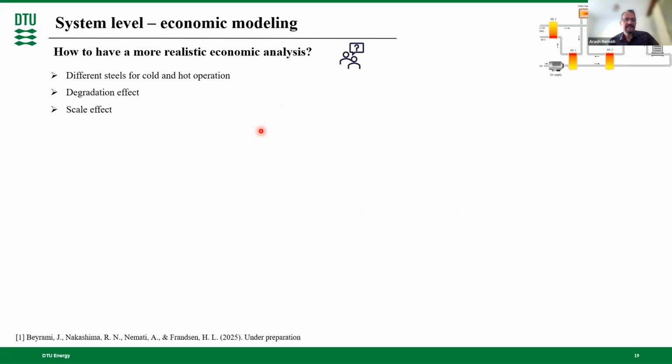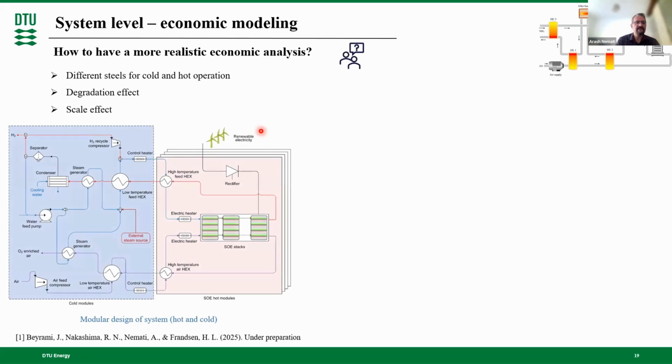So the last part is the economic modeling of this kind of system. How can we have a more realistic economic analysis? So first, we should consider different steels for the cold and hot operation parts, because we know that the cost of the steels for BOP, for balance of plant, is different. We should consider degradation effects. We should also consider the scale effect. As our colleague from Stisen mentioned, by scaling the production, the cost reduces tremendously. So we consider all of these factors, and we have a modular design for the cold part and also for the hot part, which we consider as higher than 400 Celsius.